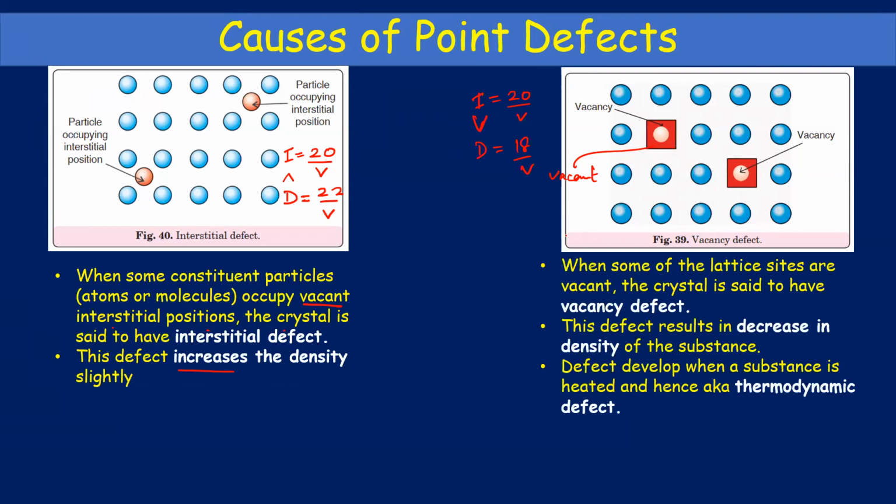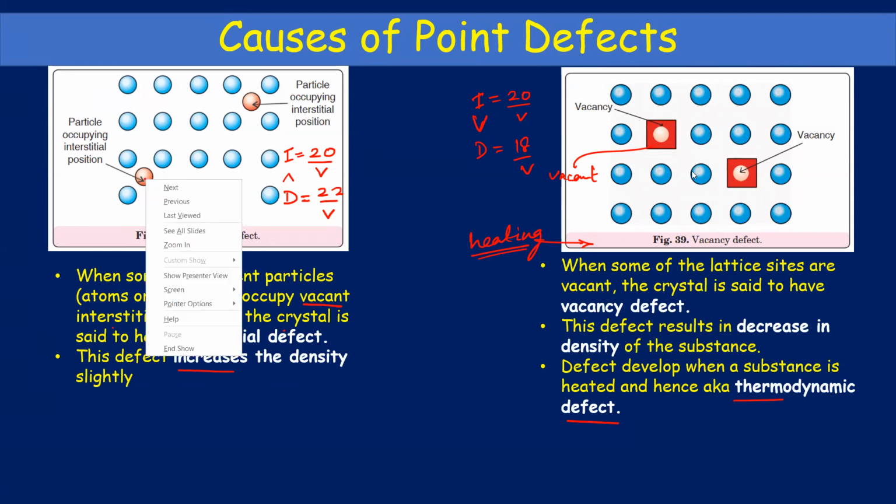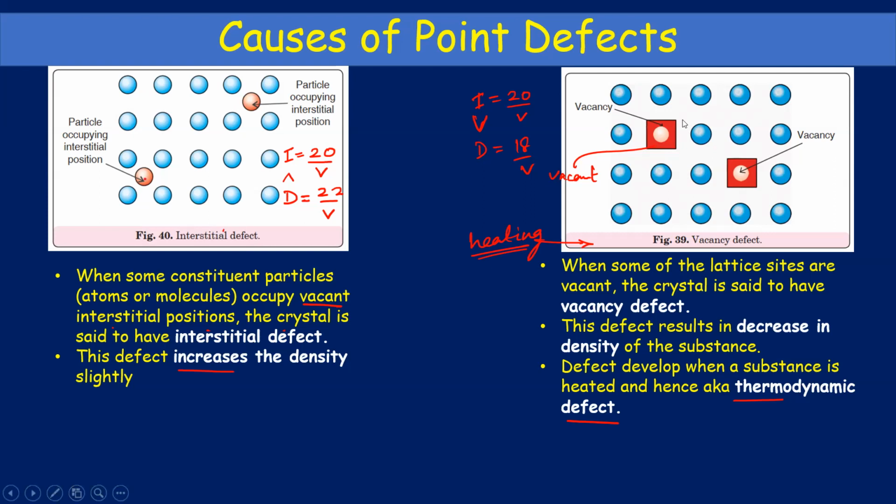And this vacancy defect can also be created by heating. By heating you can create vacancy defect. That is why it is also known as thermodynamic defect. Can you remember these points? Interstitial, the name itself suggests the atoms are in interstitial positions. In vacancy defect, the lattice sites are vacant, where the atom should be present and it is vacant. Interstitial increases density. Vacancy defect decreases density. Vacancy defect can also be created by heating. Is that clear? Yes or no? Yes, sir.